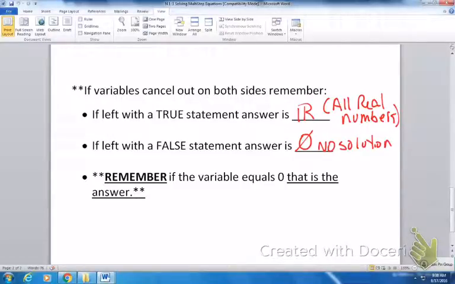And remember, you can get 0 for your answers. You can get fractions. I would rather you not get decimals. It's just getting more work for you.